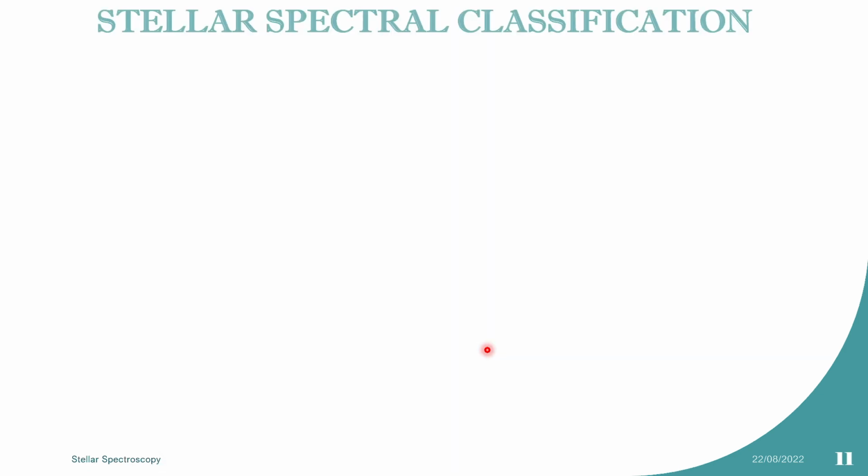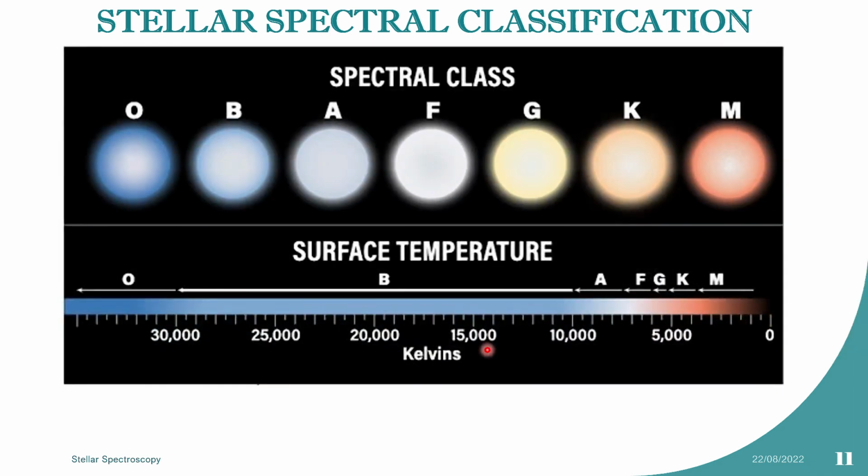So now move on to our next topic, which is the stellar spectral classification. How do we classify the spectrum of different stars? We can classify different types of stars based on their surface temperature. There is a famous mnemonic, "Oh Be A Fine Girl Kiss Me," where O denotes the hottest star, and as we go along, M denotes the coolest star.